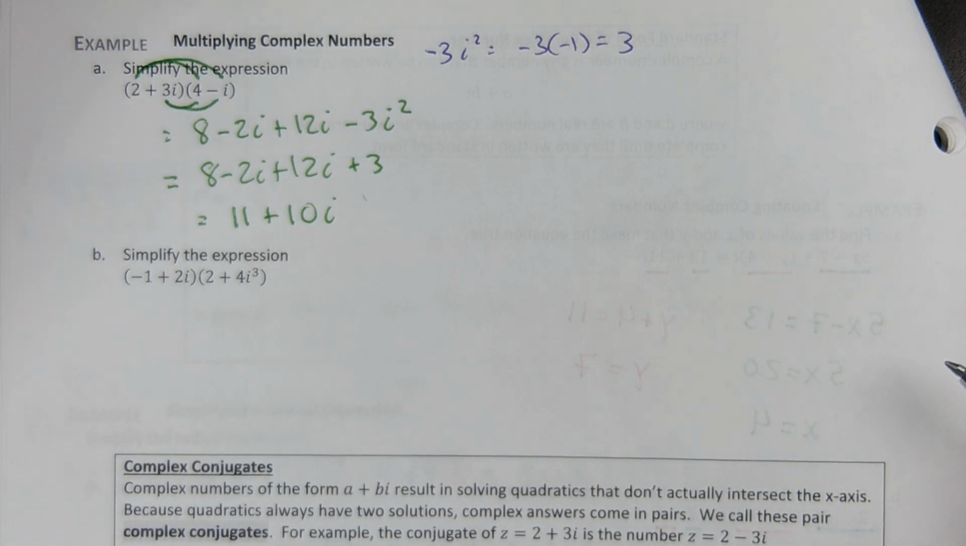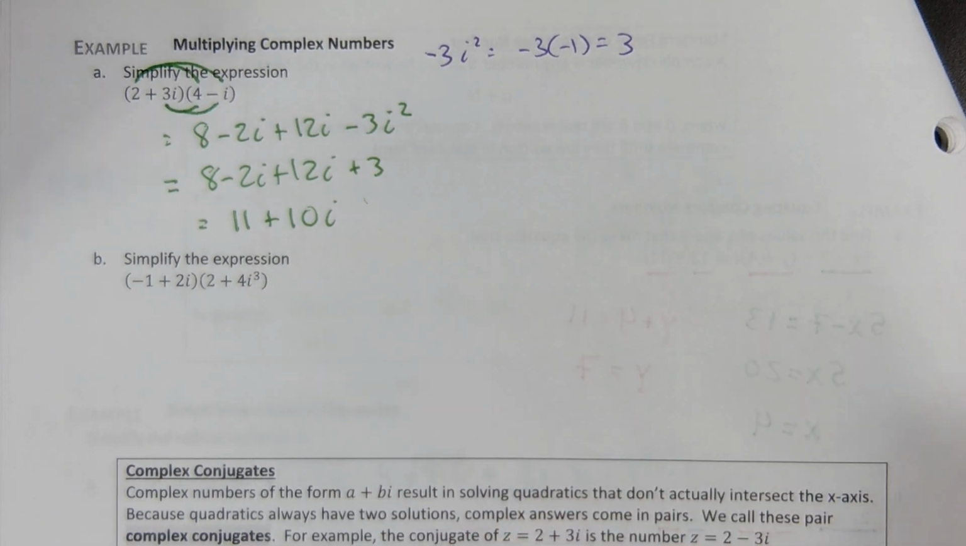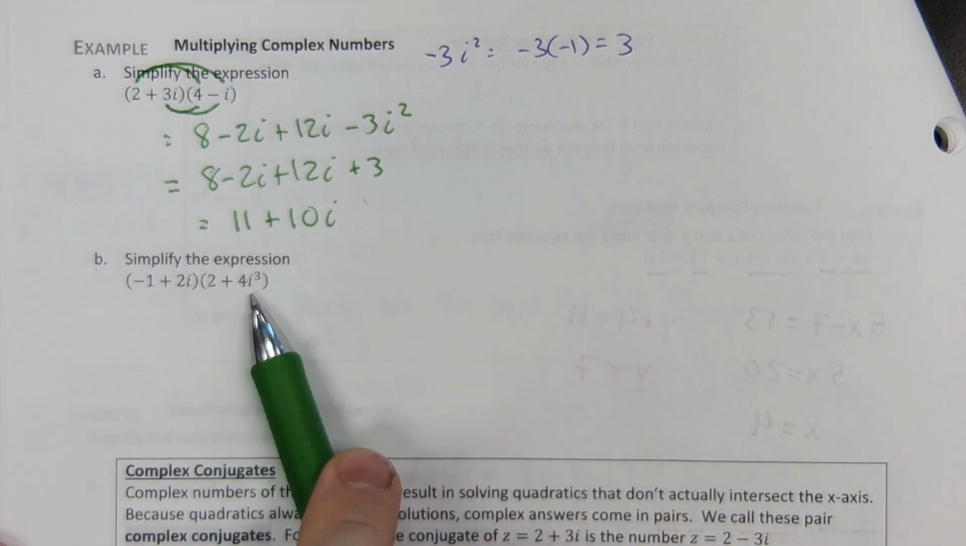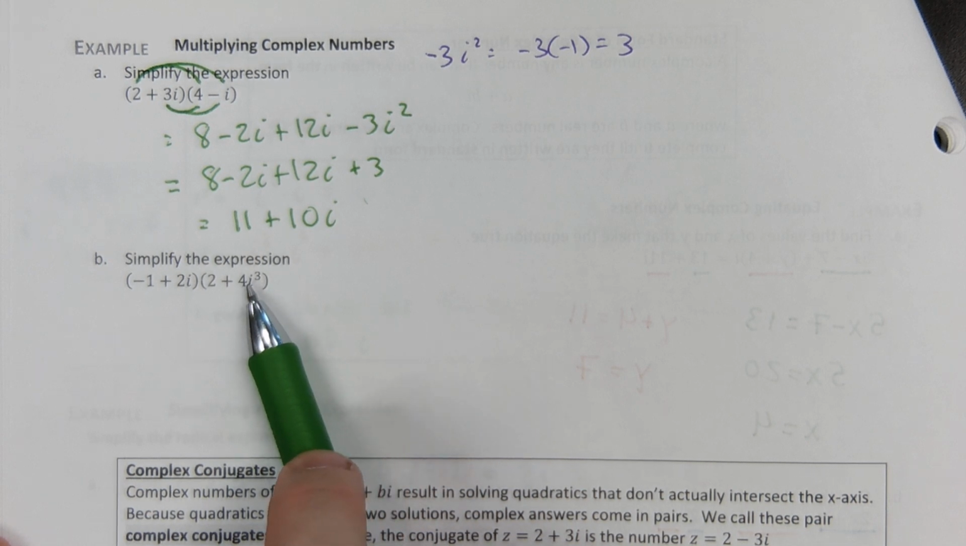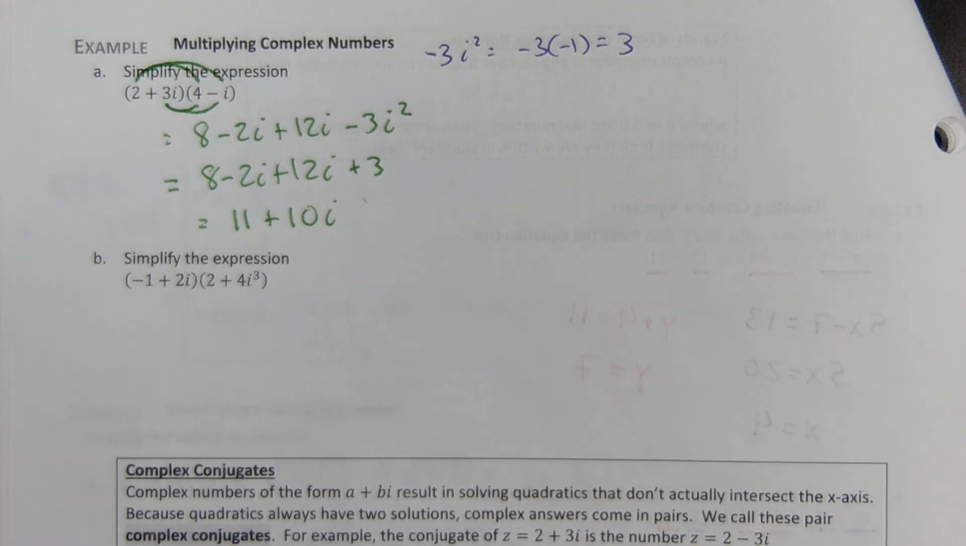Now, speaking of reducing powers of i, you could multiply first, you know, foil first, or reduce first. The only place where you must reduce first is if you're dealing with square roots of negative numbers. That's the only time you must reduce first. I do not want to distribute this i cubed. I don't want to do that. So I'm going to simplify 4i cubed before I do any distribution.